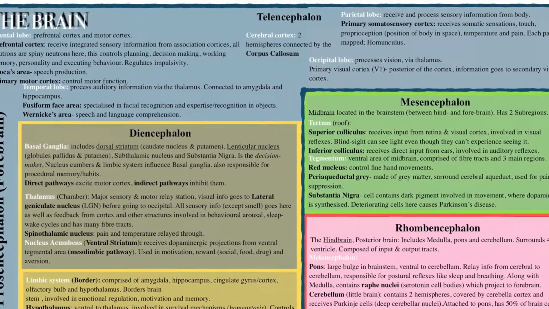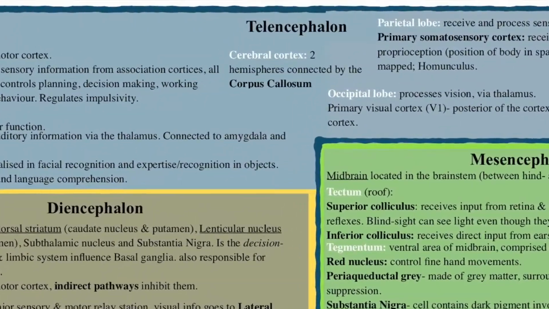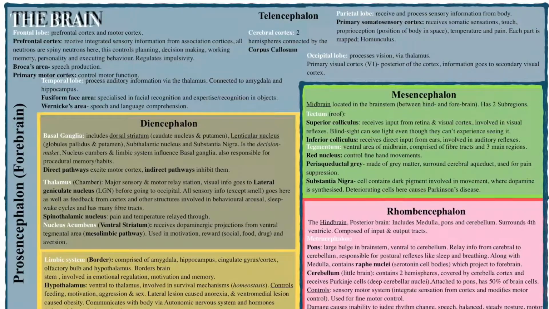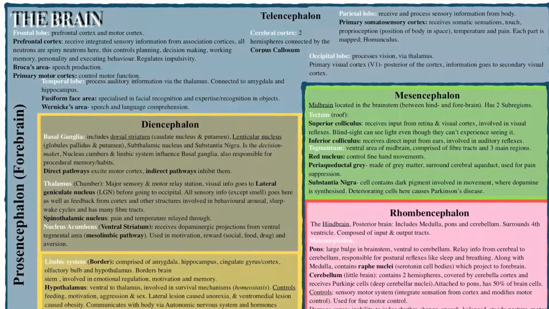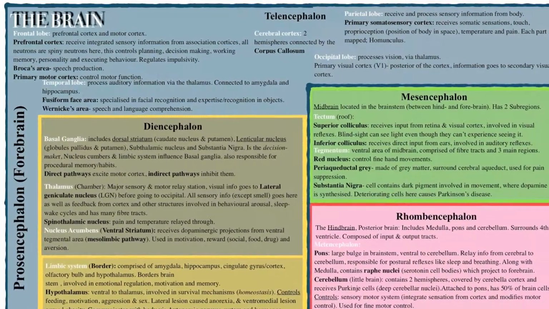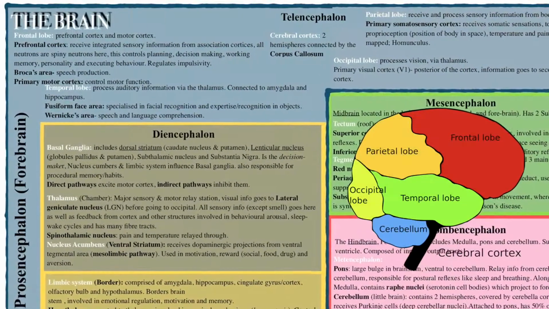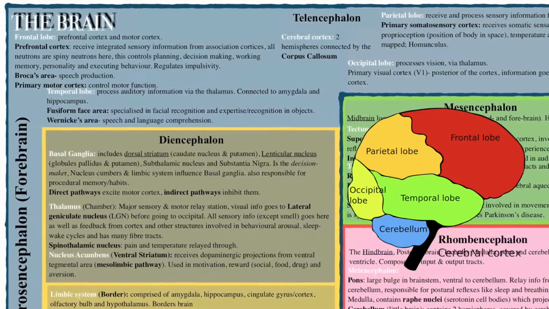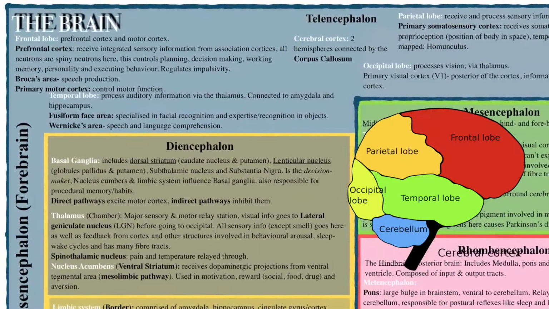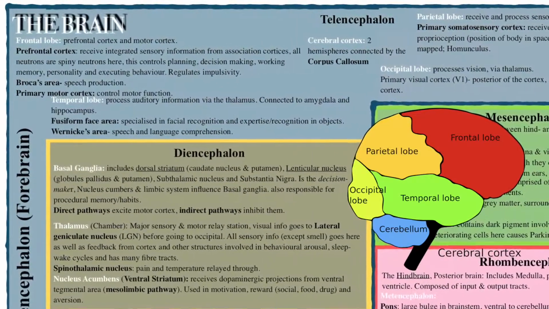The Telencephalon has cerebral cortices, which are two hemispheres that are connected via the corpus callosum. The Telencephalon houses the frontal lobe, which includes the prefrontal cortex and the motor cortex. The prefrontal cortex receives integrated sensory information from the association cortices, and all neurons are spiny neurons here. They control for planning, decision-making, working memory, personality, and executing behavior. They also help to regulate impulsivity.